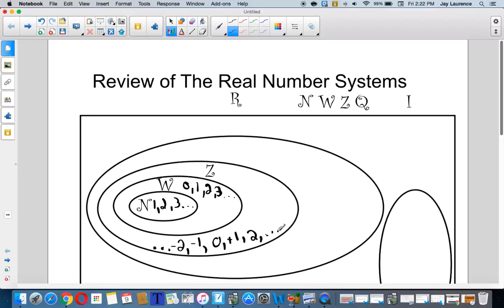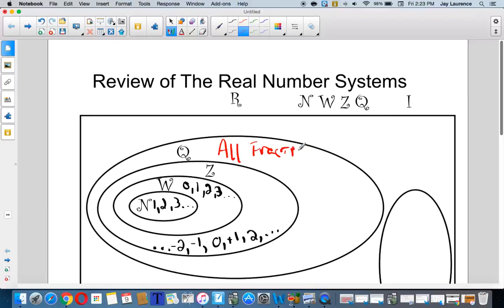Now be careful, a lot of kids think that if I see a negative, that's an integer. Nope, it's got to be a negative whole number to be an integer, not just a negative. So where do the fractions come in? The fractions come in to the rational numbers. The rational numbers include all of the integers, but they also include all fractions. If a number can be written as a fraction, it's rational.